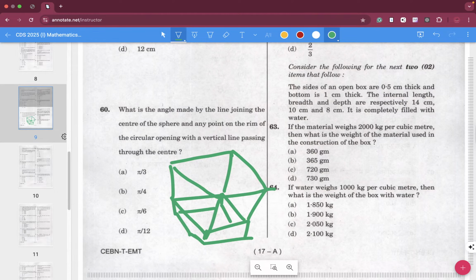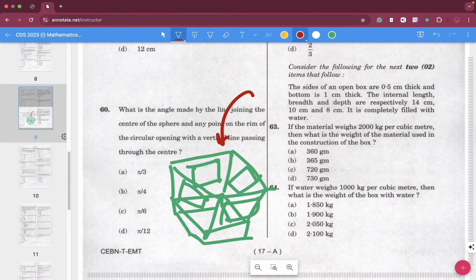Now this is an open one, right? So you see it is very difficult to draw this stuff. It's not just easy to draw the stuff, okay? And we know the upper part is open, okay?